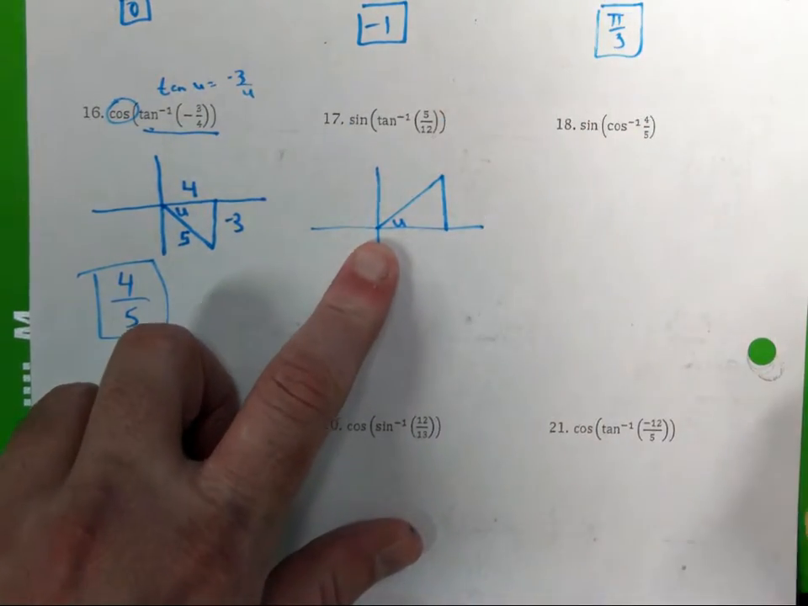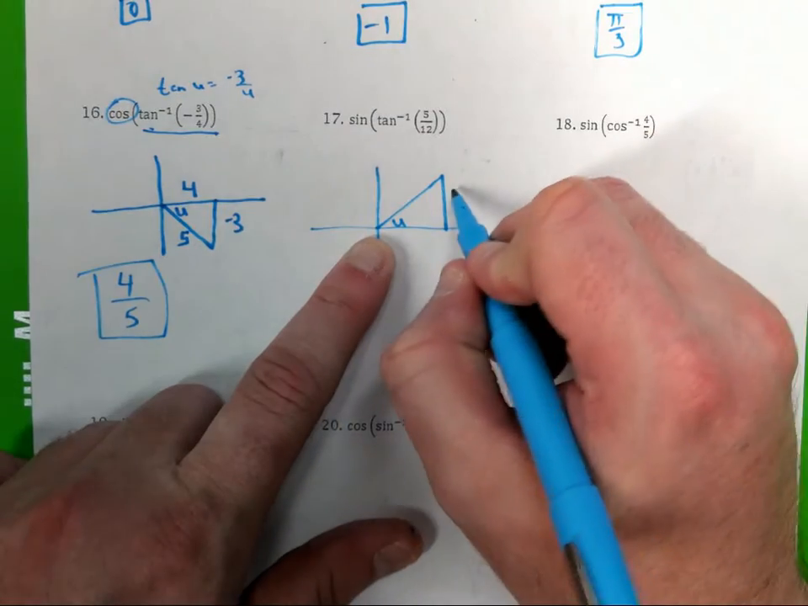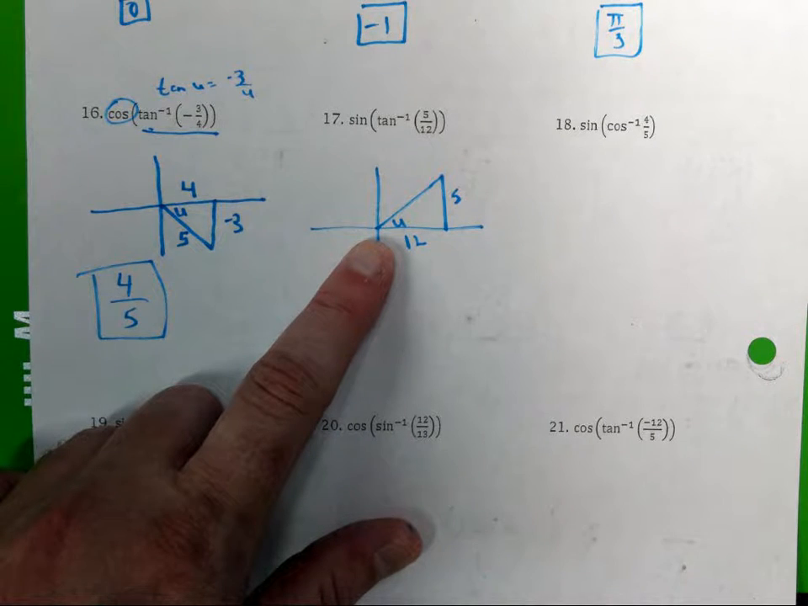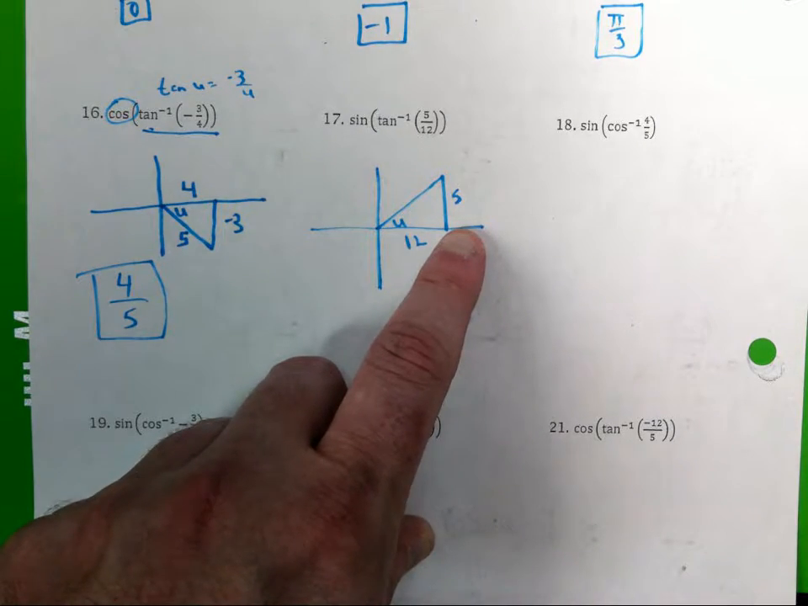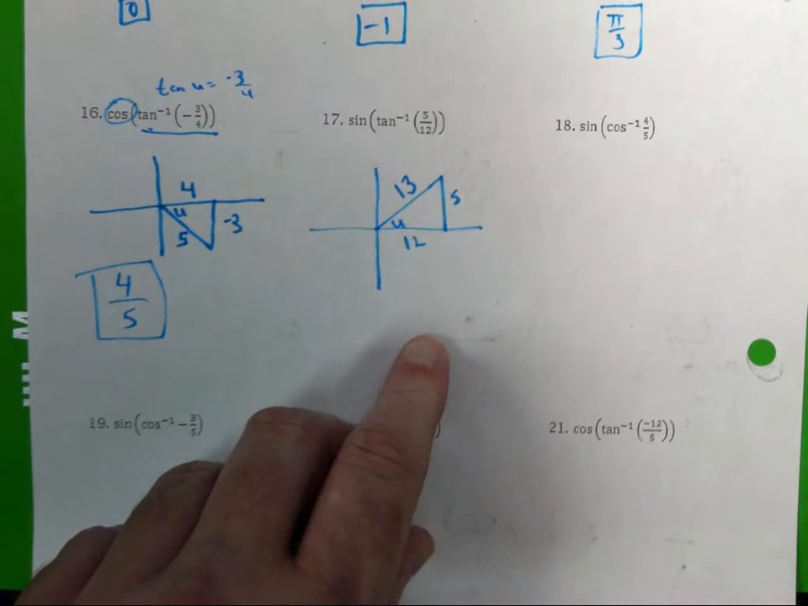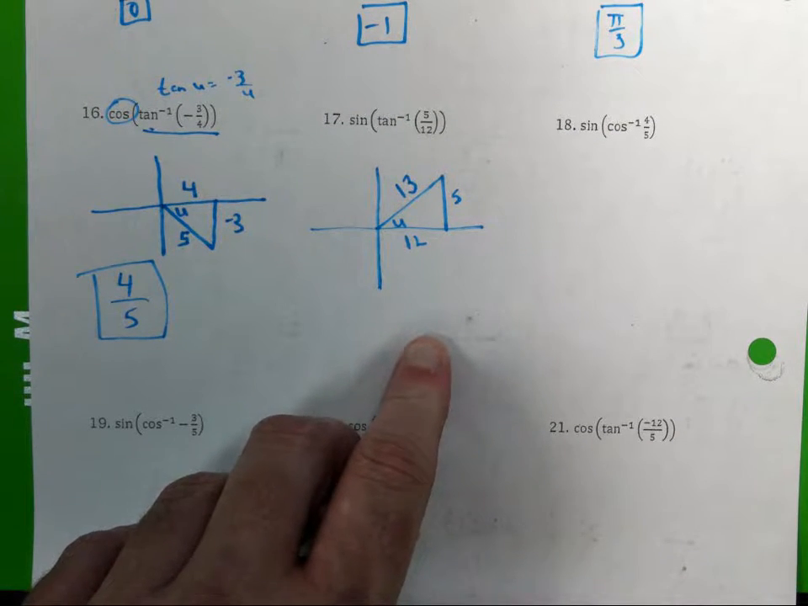Tangent is defined as what in right triangle trig? Opposite over adjacent. So 5 would go here, 12 would go here. How will I find my hypotenuse? 12 squared is 144 plus 5 squared is 25. That gives me 169. Square root of 169 is 13. If you have to work that out, feel free to.